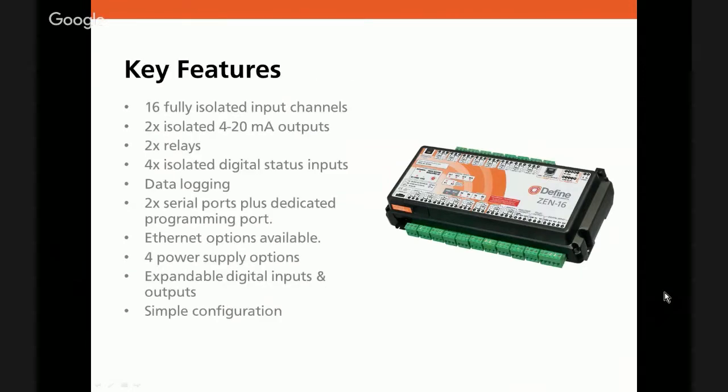The key features of the Zen-16: 16 fully isolated input channels. It has 2 isolated 4 to 20 milliamp outputs, 2 onboard relays. It has 4 isolated digital status inputs. It has internal data logging included in the Zen-16. And there are 2 serial ports plus a dedicated programming port. Ethernet options are available, and it comes with 4 different power supply options.